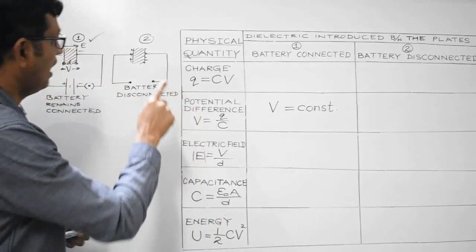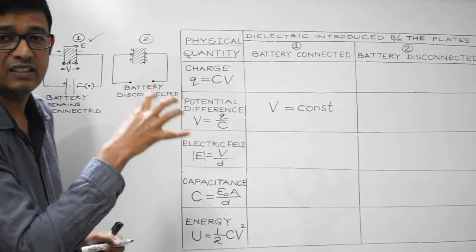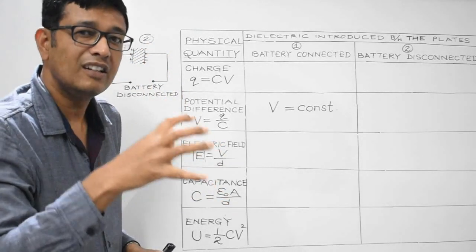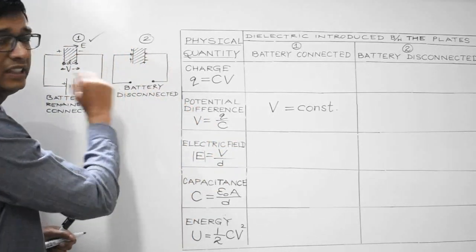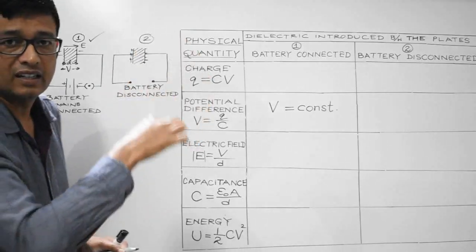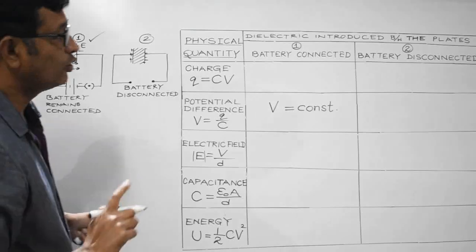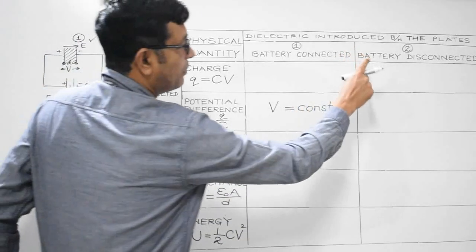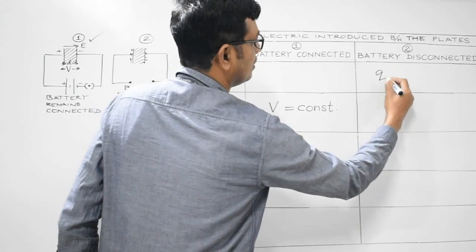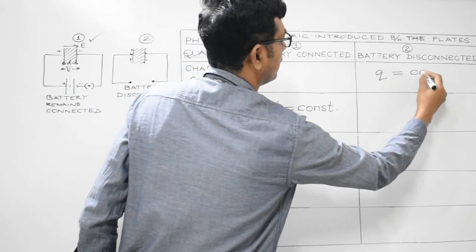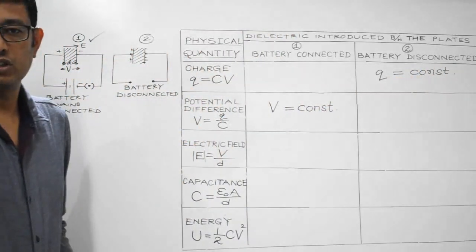Again, I repeat, as the battery gets disconnected, the charge remaining inside the capacitor gets locked down inside the capacitor. There is no way that the charge can leak or go or complete the circuit because of disconnection of this battery, right? So the basic thing is, when the battery is disconnected, then the charge will remain constant. These are the two very important facts.